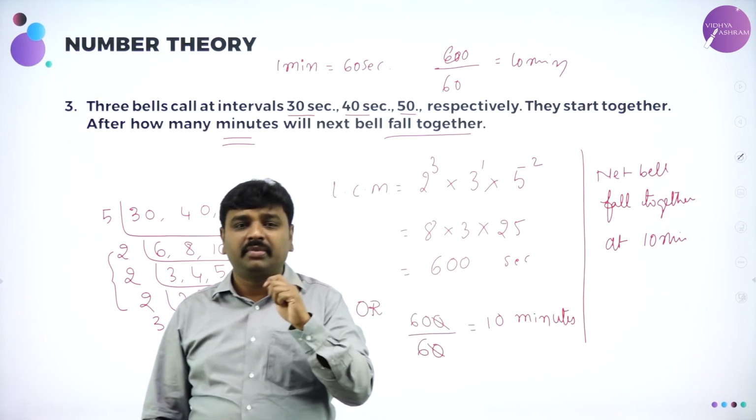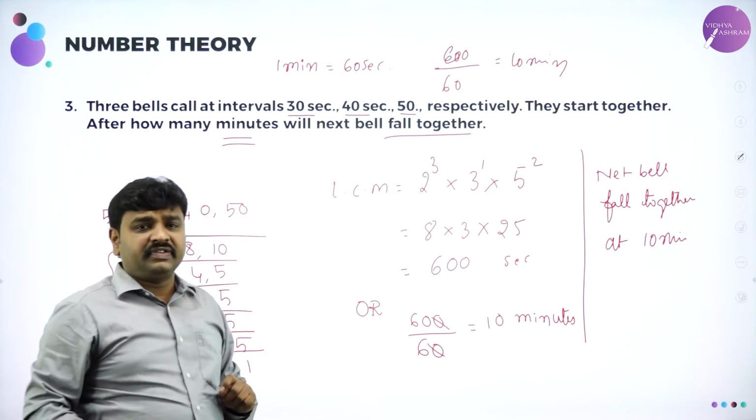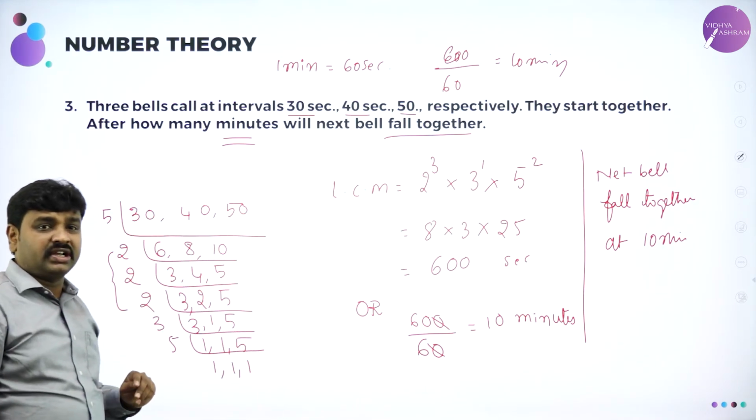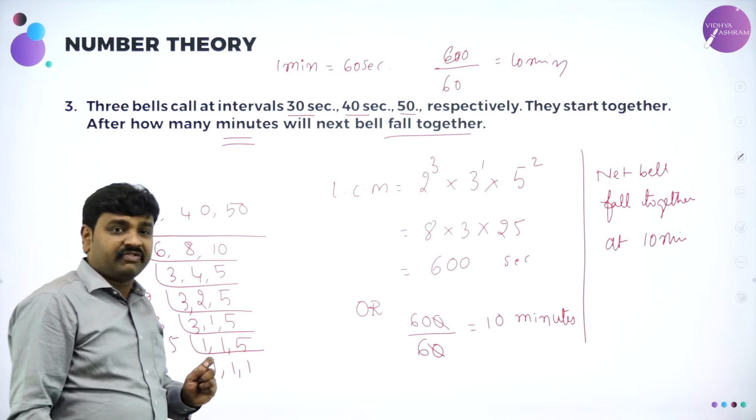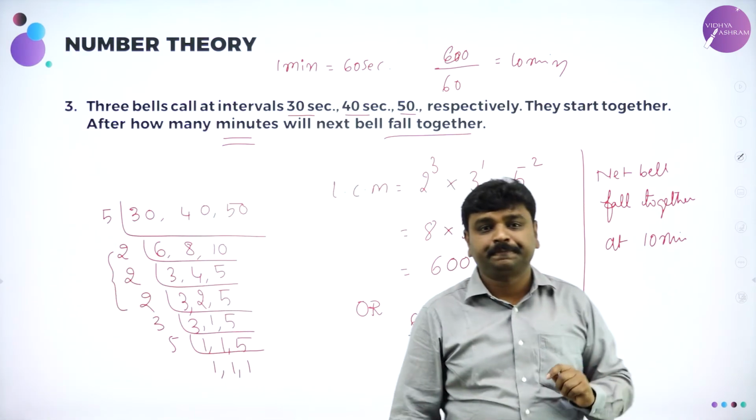How to find least common multiple? You can do it by the factorization method, or you can do it by the division method. A division method means what? Write the three numbers in a horizontal line and go on dividing with the prime factors, and write them as a product of prime numbers and rearrange.